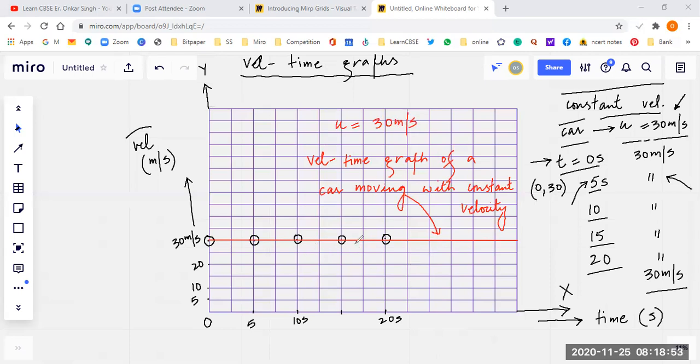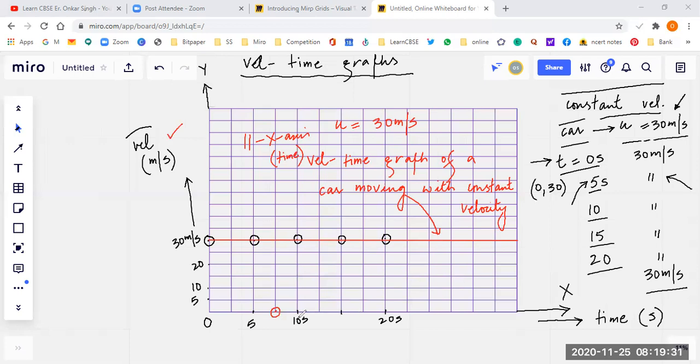Okay. So I have observed that this straight line is parallel to the x-axis. On the x-axis, I have taken time. It is very interesting to note that this is the graph which can help me understand the velocity at any time during the travel of the car.